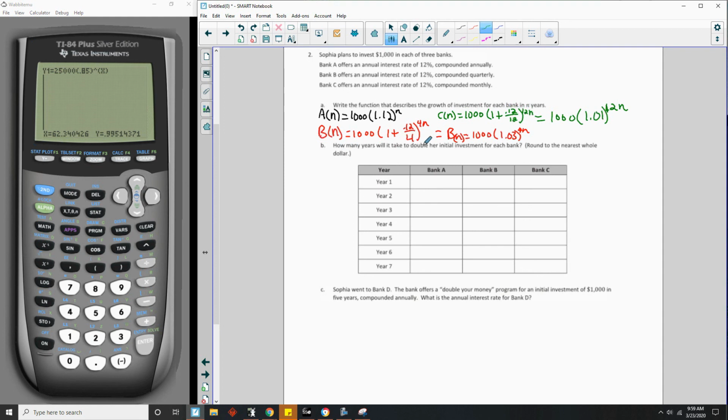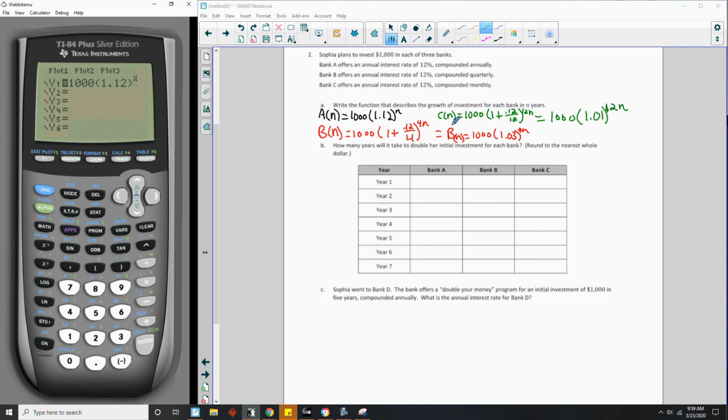B says, how many years will it take to double her initial investment in each bank, rounded to the nearest whole dollar? Okay, so we're going to fill in this table. So I'm going to go to y equals now and clear that. And I'm going to put A of n for y1. So it's going to be 1,000, parentheses, 1.12 to the power of x. X being my variable in the calculator.